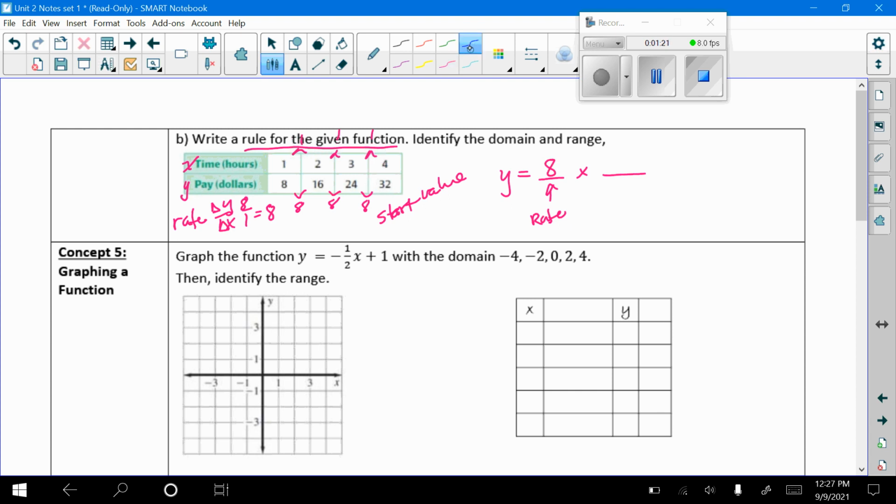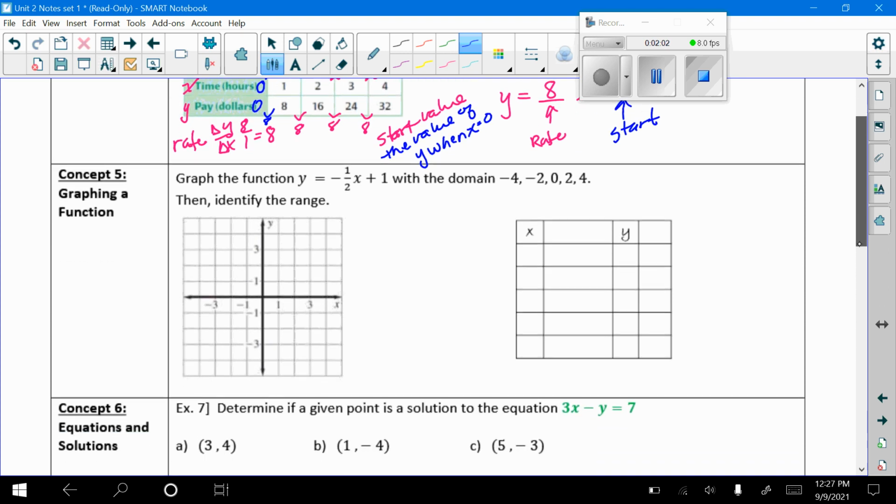Now I'm going to look for my start value. My start value is when the x value is 0, what is the y? So if I went back 1, right? So 0 plus 1 gives me 1. What plus 8 gives me 8? That's actually going to be 0. So I know that my plus 0 here on the end is my start amount. And the start value is the value of y when x equals 0.